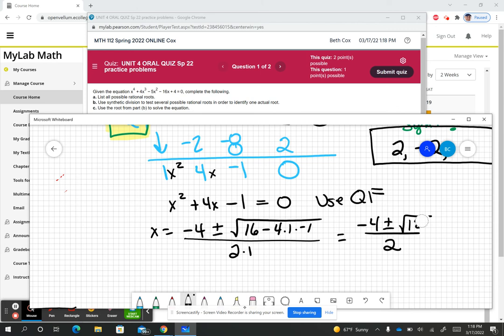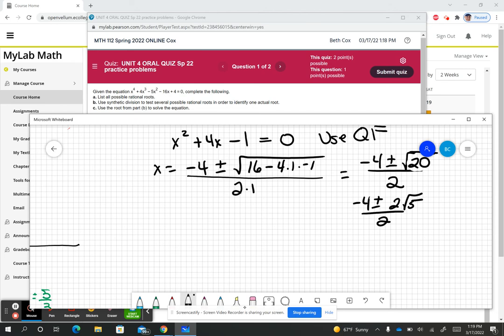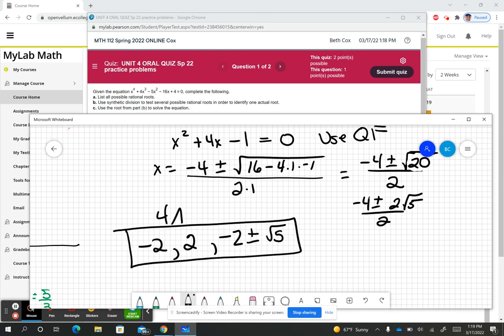Is that right? No, that is not right. It's going to be 20 over 2, so that's -4 plus or minus 2 square roots of 5 over 2. So that's going to give me -2 plus or minus the square root of 5. Those are my other 2 answers. So 2 and -2. Those are my 4 answers right there.